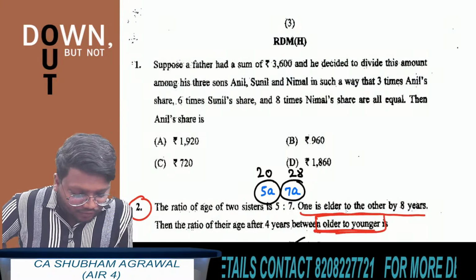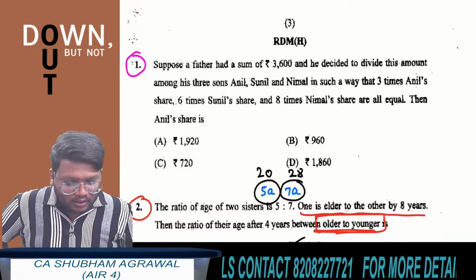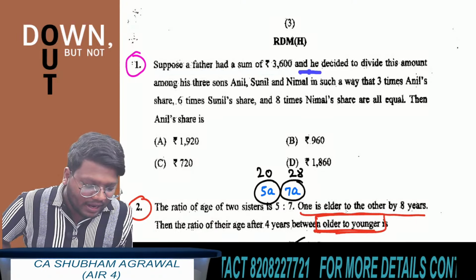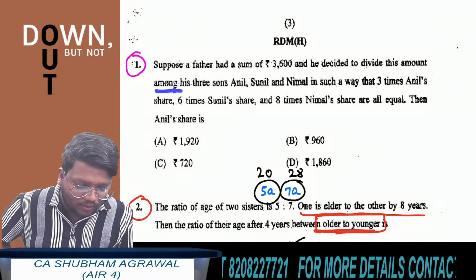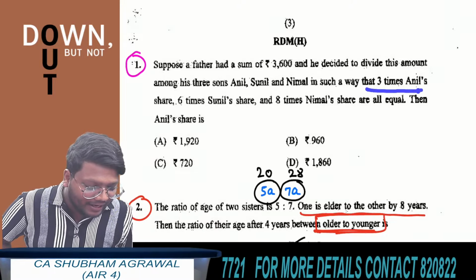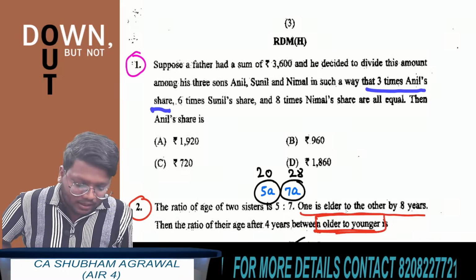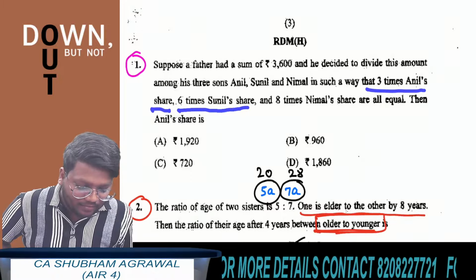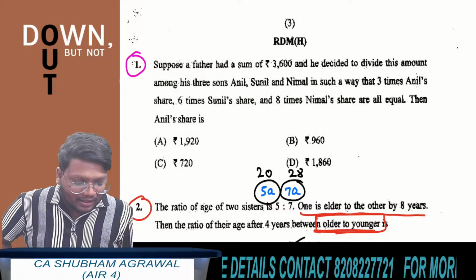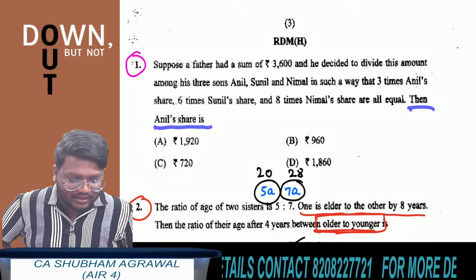Try to get the answer for this question number 1 now. Suppose a father had a sum of 3,600 rupees and he decides to divide this amount among his 3 sons, Anil, Sunil and Nimal, in such a way that 3 times Anil's share, 6 times Sunil's share and 8 times Nimal's share are all equal. Then Anil's share is?